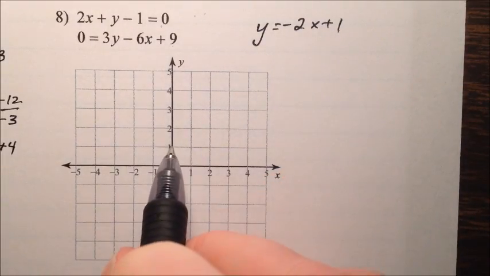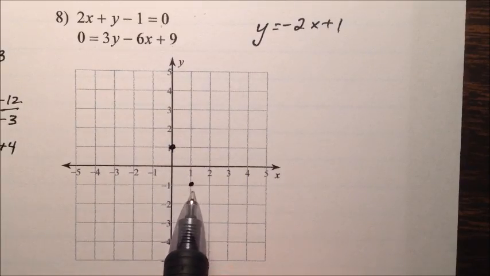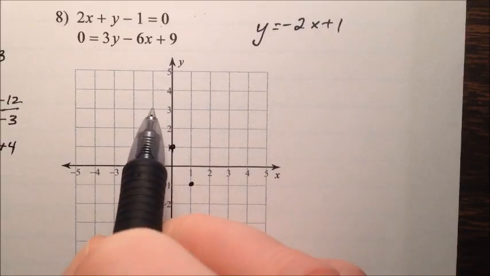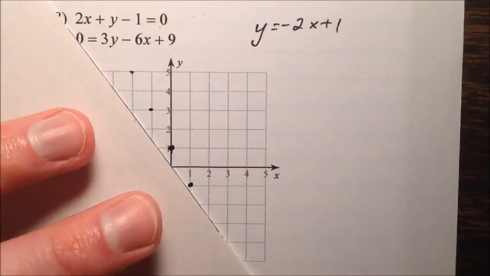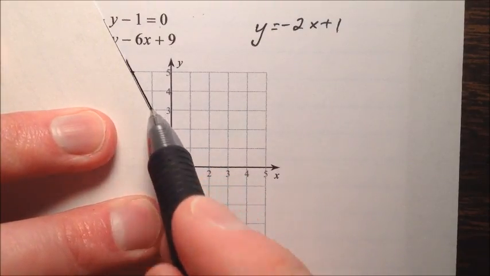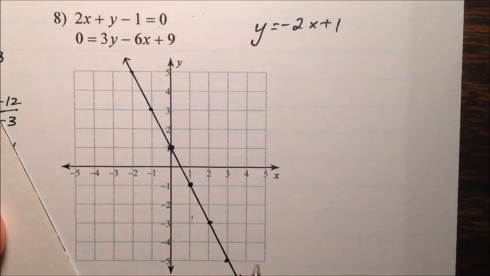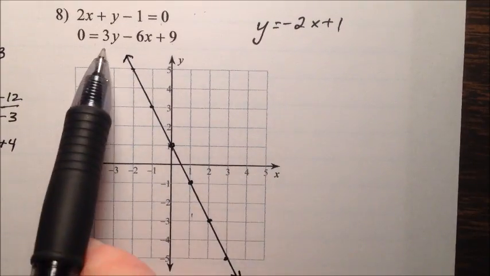So my y-intercept is 1, and my slope is negative 2 over 1, or I can go up 2, back 1, up 2, back 1. And I'll bring my straight edge over. I'll draw that line just like that. Okay, arrows on each end. And then how about let's do this last one.